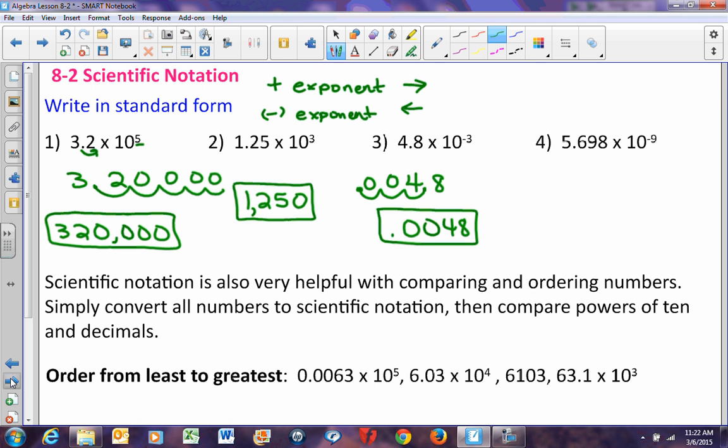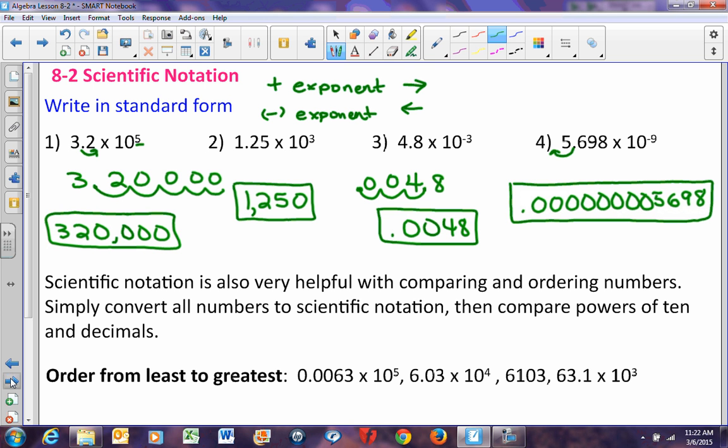5.698 times 10 to the negative 9th means I need to move my decimal point 9 places to the left. 1 place to the left will get me in front of the 5, so I need 8 more places. So I'm going to need 8 zeros in front of my 5. 1, 2, 3, 4, 5, 6, 7, 8. 5, 6, 9, 8. A very difficult number to read outside of scientific notation. It's much easier to read that as 5.698 times 10 to the negative 9. Rather than trying to read that as 5,698 billionths.